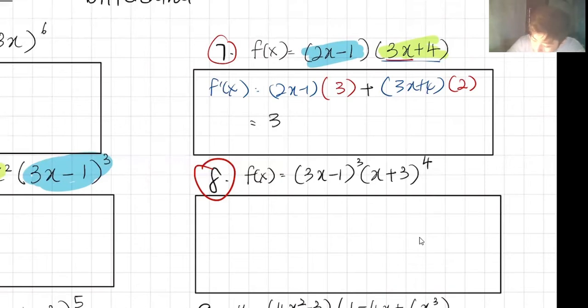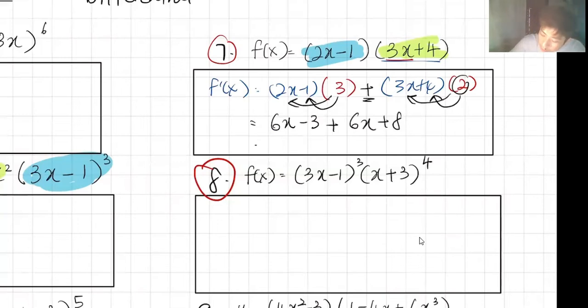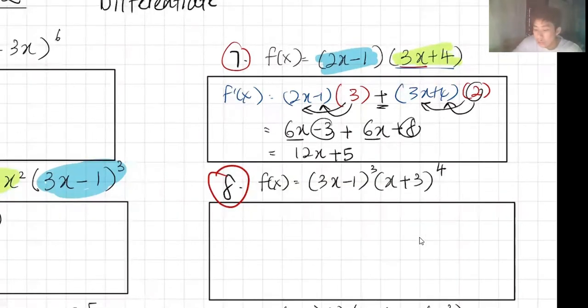What I do is multiply the 3 inside. So 3 times 2x gives me 6x. Negative 1 times 3 gives me negative 3. Then I put plus. Then 2 multiplied by 3x gives me 6x, and 2 multiplied by 4 gives me 8. So 6x plus 6x gives me 12x because they are like terms. Minus 3 plus 8 gives me plus 5, numbers and numbers. So this is how I differentiate.